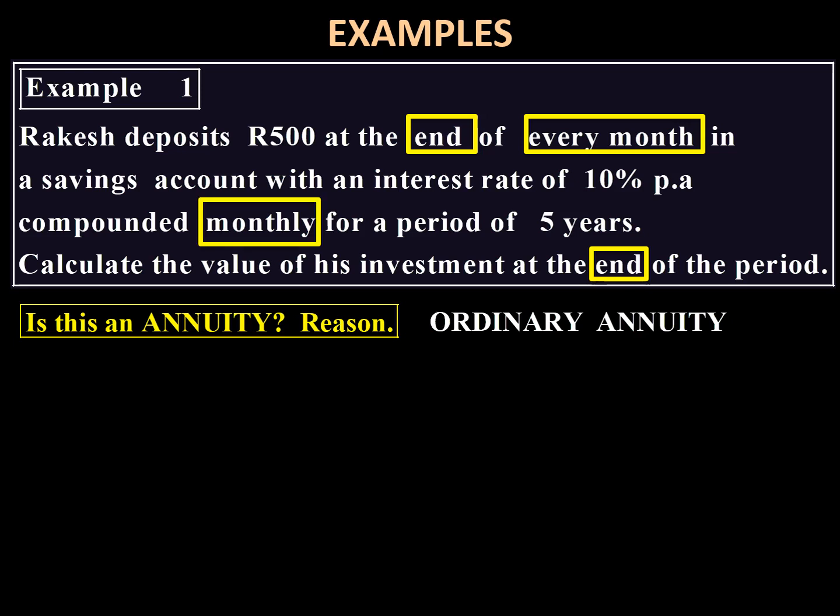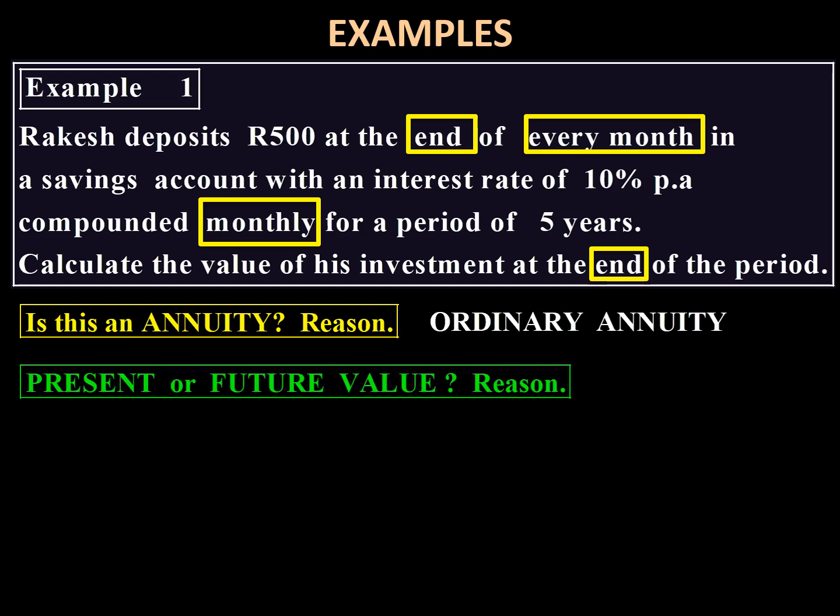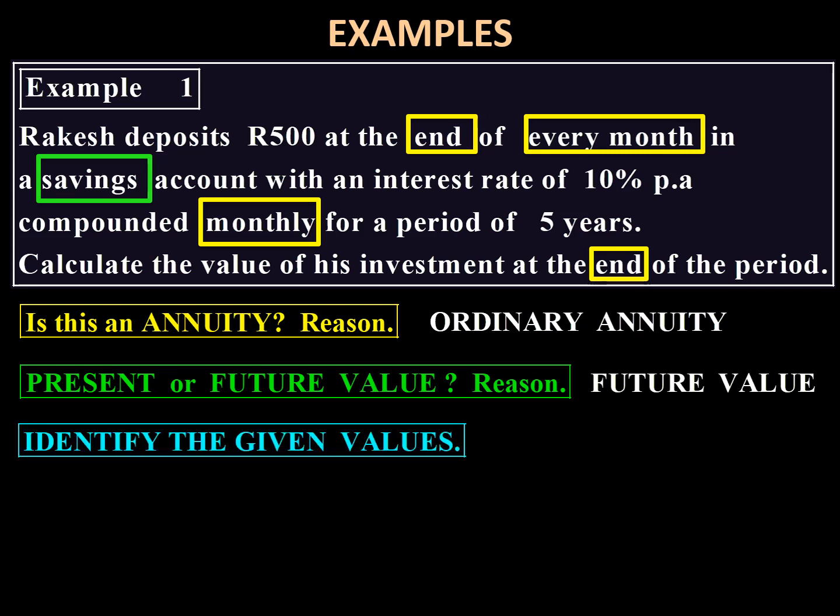And there we see every month, and the compound period is also monthly. Now, is this a present or a future value? What tells us it's a present or a future? That's correct. It's a saving. You save for the future. So this is a future value. In other words, we'll need the future value.